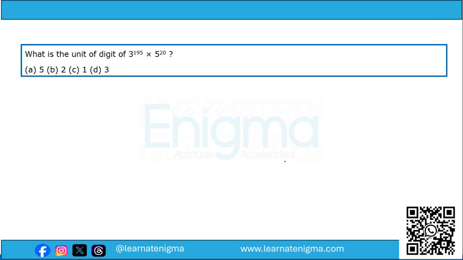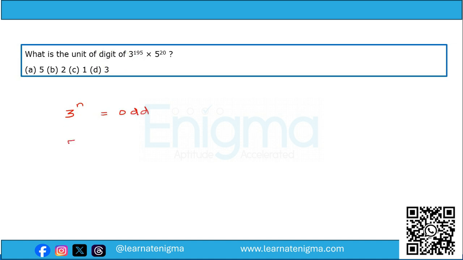What is the units digit of 3 raised to 195 multiplied by 5 raised to 20? Now, 3 raised to 195. Now, we can say that 3 raised to any number n is always an odd number.